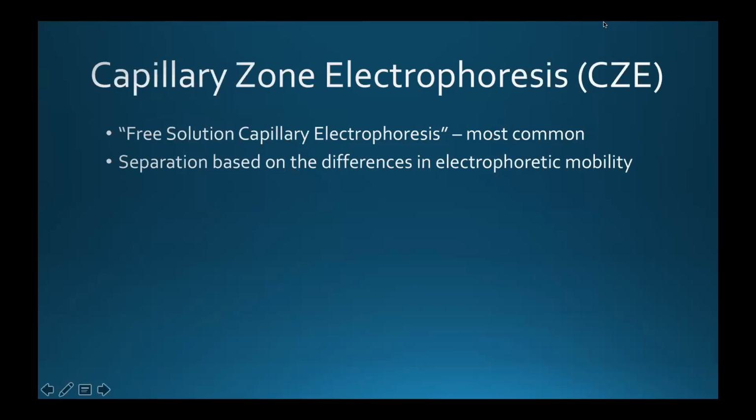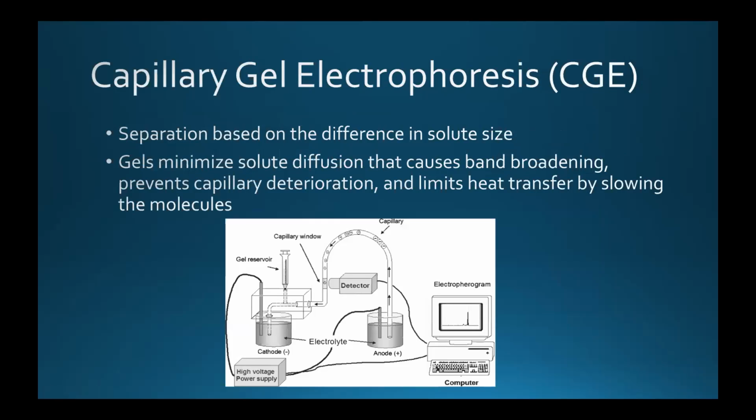So CZE is the most common. It's also called free solution capillary electrophoresis. Separation is based on the differences in electrophoretic mobility. And probably the second most common is capillary gel electrophoresis. Separation is based on the difference in solute size alone, not charge or mobility.